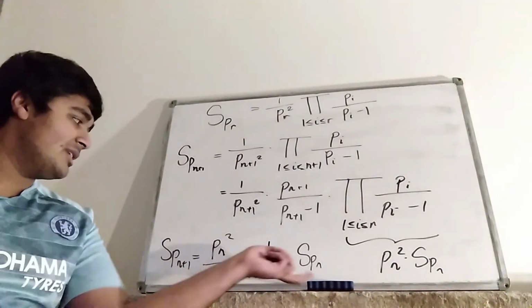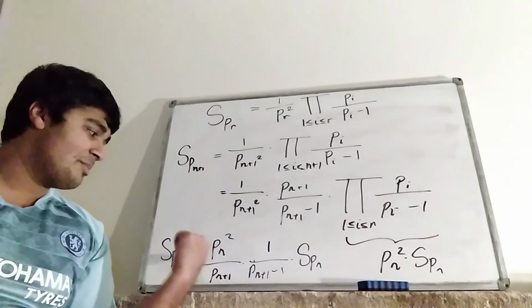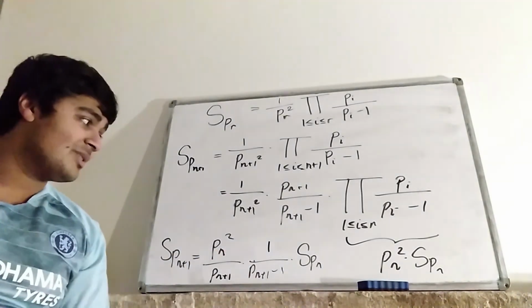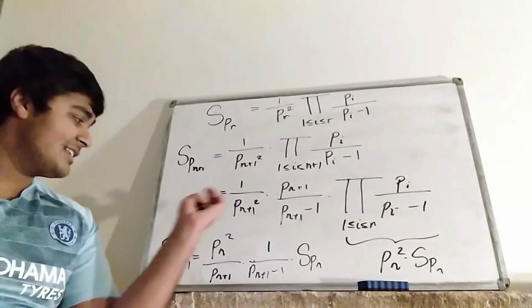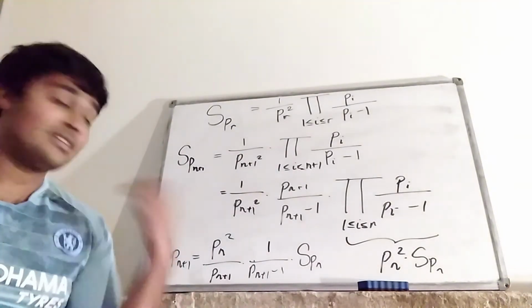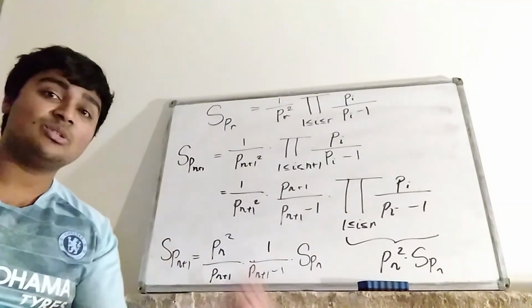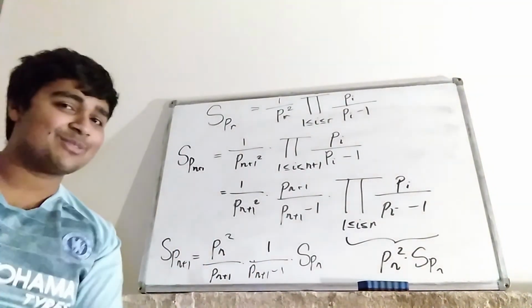So S(p_{n+1}) is equal to p_n squared all over p_{n+1} times (p_{n+1} minus 1) times S(p_n). Now let's use this equality to derive that S(p_{n+1}) is less than 2 times p_{n+1} to the minus 3 over 2.